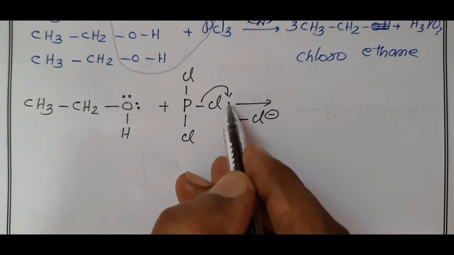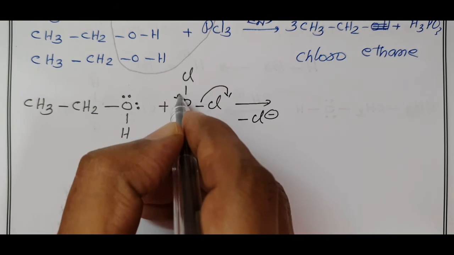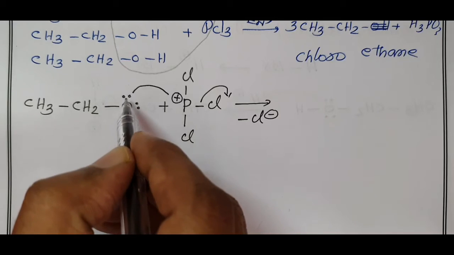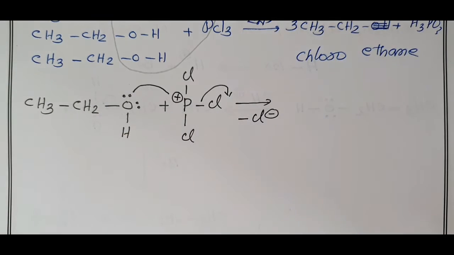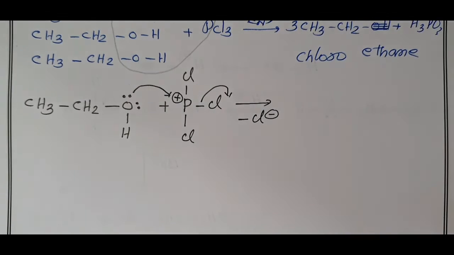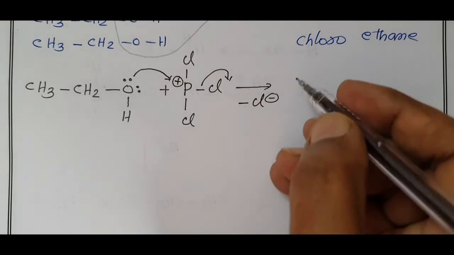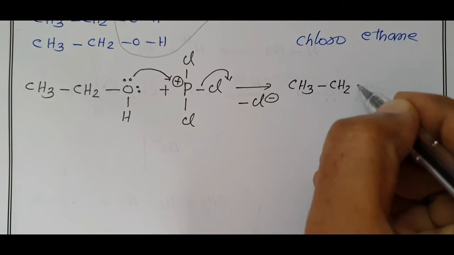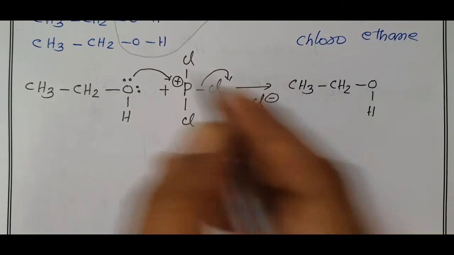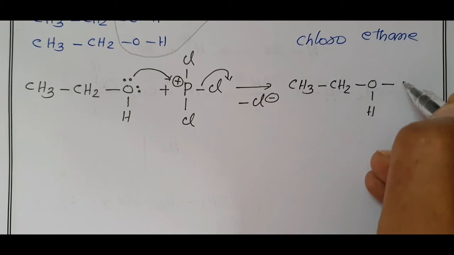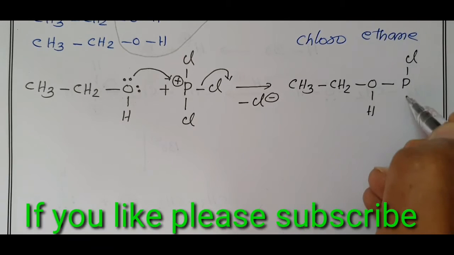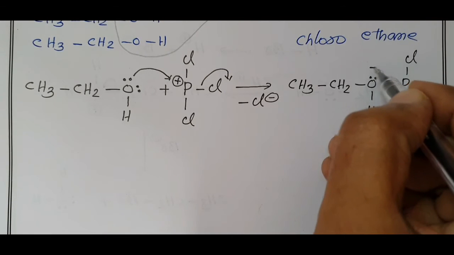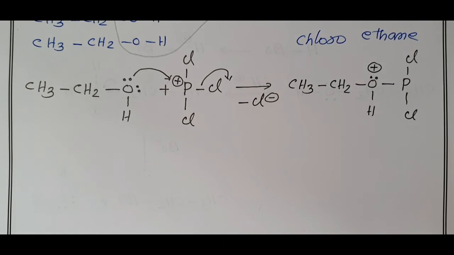Because chlorine is removed as minus, the charge on phosphorus becomes plus. Oxygen donates a pair of electrons to phosphorus, thereby a new bond is formed between oxygen and phosphorus. CH3CH2, oxygen, here you have one hydrogen. One pair of electrons is donated to phosphorus, P. It has one chlorine and another chlorine. There is one pair of electrons on oxygen and there is a positive charge on oxygen.